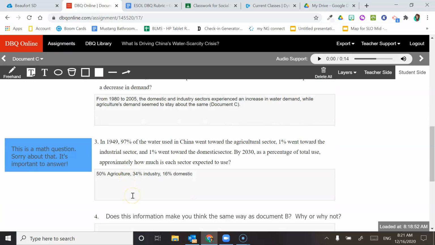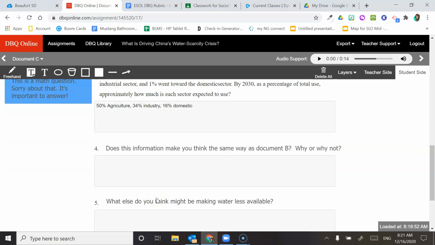In 1949, 97% of the water used in China went towards the agricultural sector. 1% went to the industrial sector, and 1% went to the domestic sector. By 2030, as a percentage of total use, approximately how much is each sector expected to use? I've gone through the math with everybody at this point, pretty sure. So it's about 50% agriculture, 34% industry, 16% domestic. It can go back and forth on either side by about 2%, depending on how you read it.